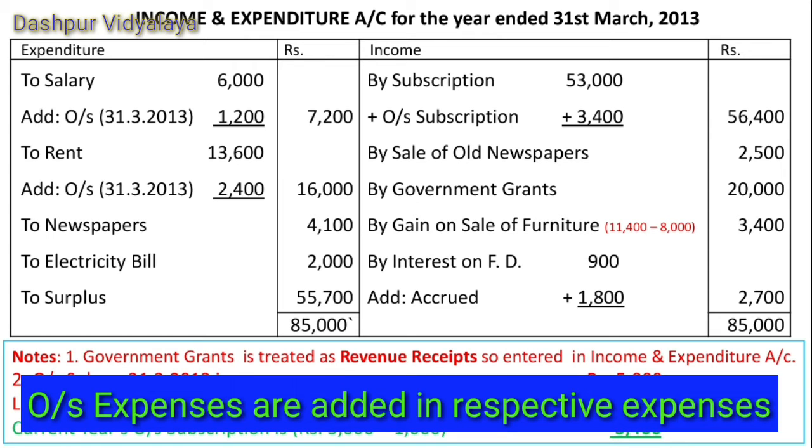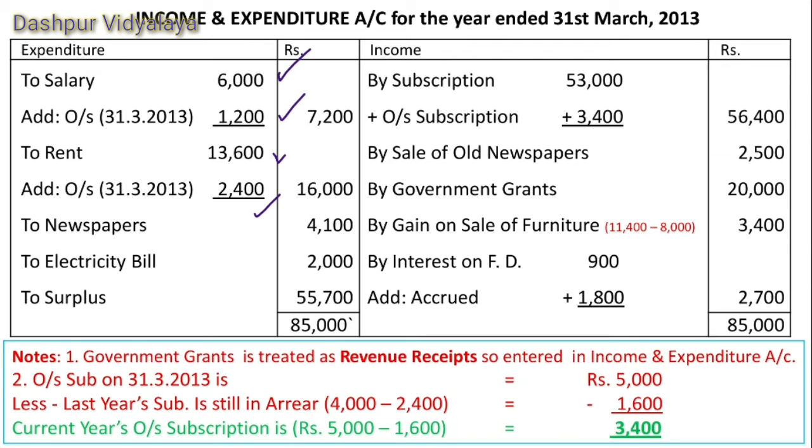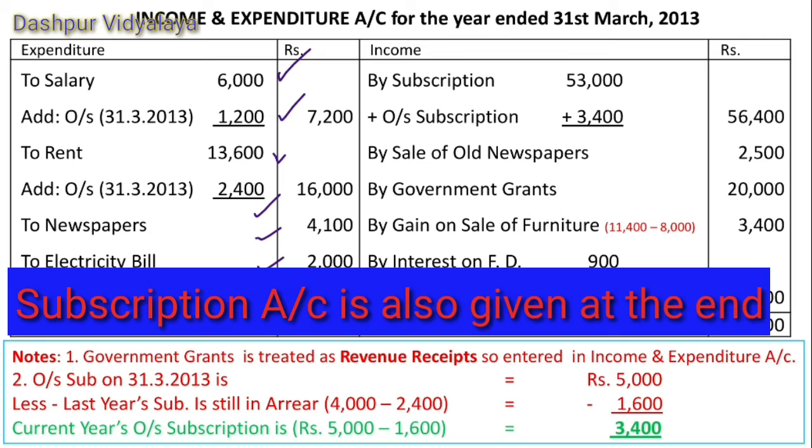See, we are given here income and expenditure account. In income and expenditure account, we record all the expenditures in the debit side. We are given here salary rupees 6,000, outstanding salary will be added, so that is 7,200. Rent we are given 13,600 plus 2,400 is outstanding, so 16,000 rupees. Newspaper we are given 4,100. Electricity bill we are given 2,000, and then in the income side, subscription we are given 53,000, and then outstanding subscription for the current year we are given 3,400.